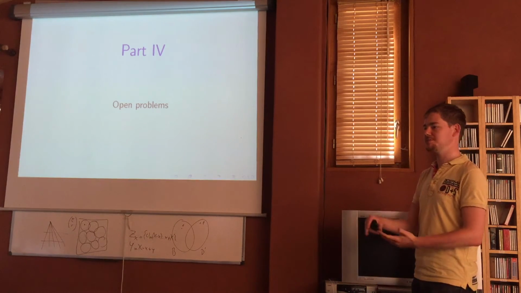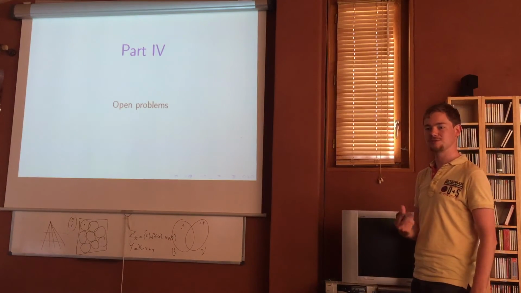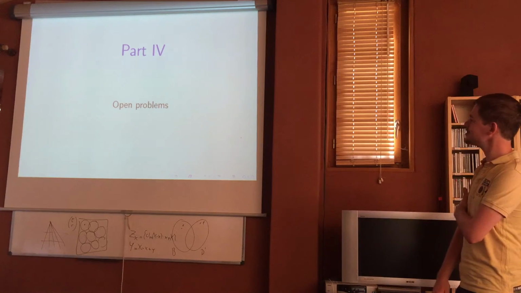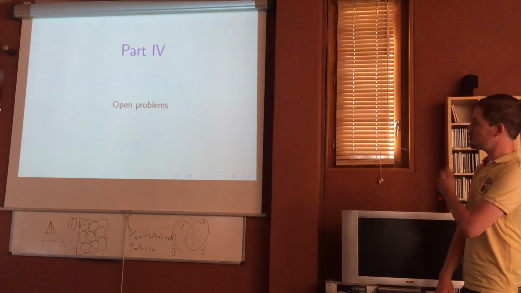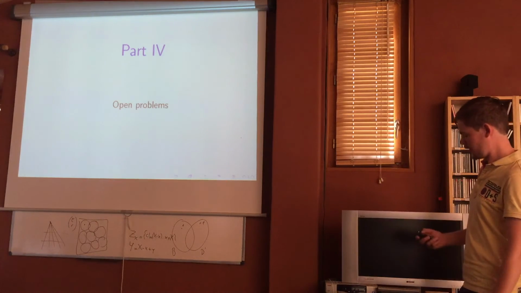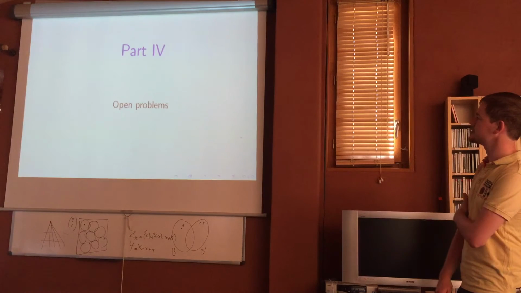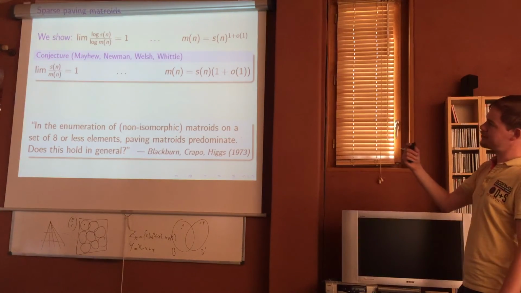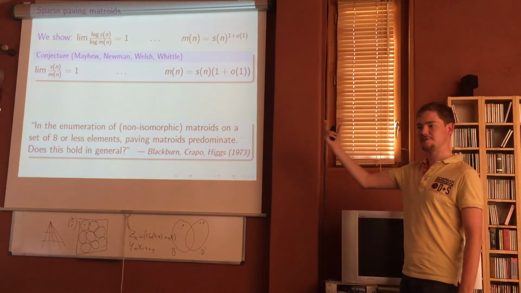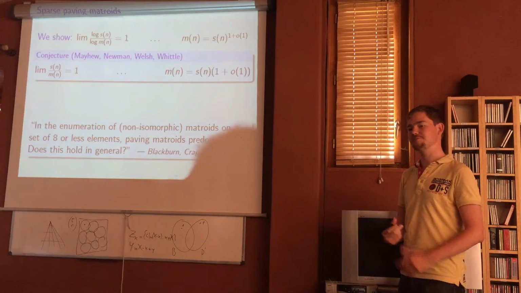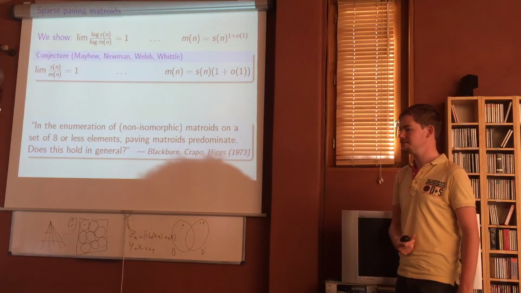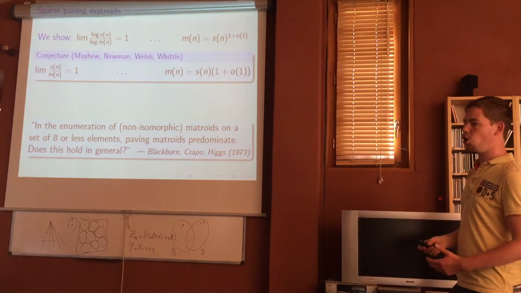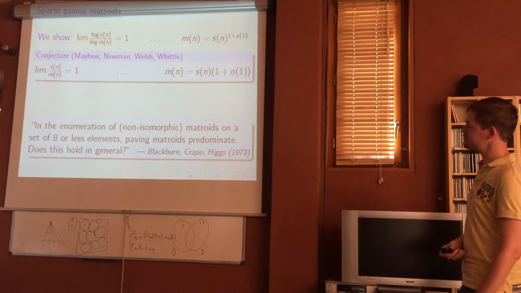Rudy already talked a bit about conjectures related to matroid enumeration, and I would like to talk some more about conjectures or open problems. So I have four nice open problems that we are interested in. The first one is, we show that the logarithm of the number of sparse paving matroids is asymptotic to the logarithm of the number of matroids. But of course there's the much stronger conjecture that almost all matroids are sparse paving.